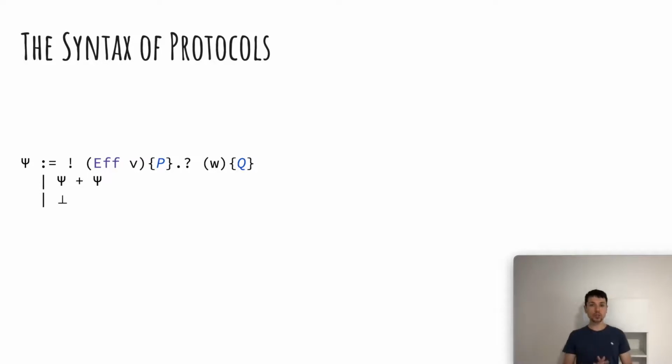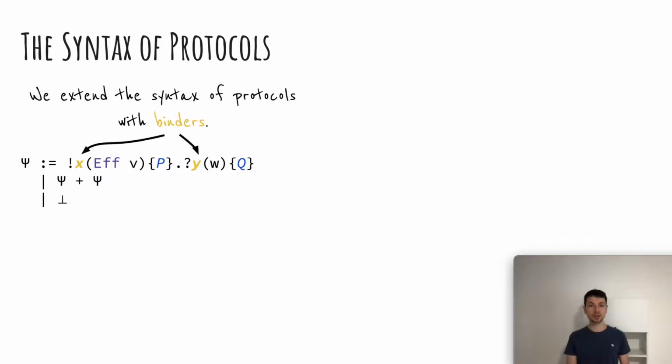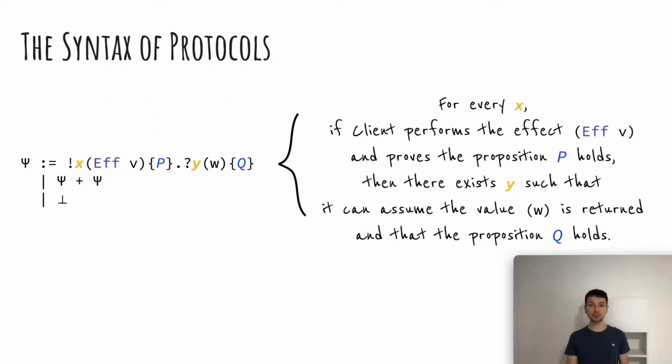A small issue with the syntax of protocols is that the values V and W and the propositions P and Q are all fixed. So what we do to add some flexibility to the syntax is to add binders. Now they are open terms with variables bound by X and Y. The intuitive reading is updated to say that the client can choose how to instantiate X, and similarly the handler can choose how to instantiate Y.